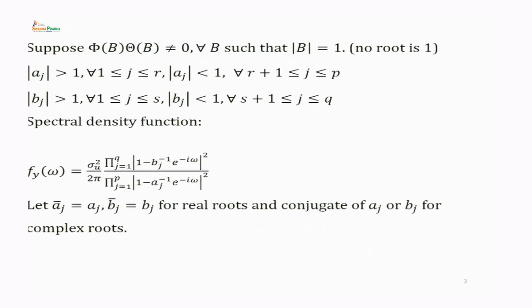Now, we assume that phi(B) and theta(B) are such that phi(B) theta(B) is not equal to 0 for all B such that mod B is equal to 1, and this obviously implies that no root is 1. If any of the roots of phi(B) or theta(B) is equal to 1, then for B equal to 1, either phi(B) becomes 0 or theta(B) becomes 0 or their product becomes 0.